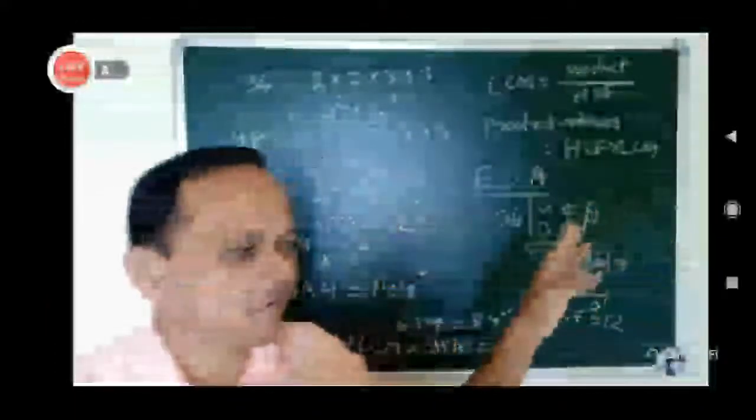So using Euclid's division algorithm, we can find the HCF very easily. Suppose 36 and 48. Divide 48 by 36: quotient 1, remainder 12. Then divide 36 by 12: 3 times, remainder 0. So the HCF equals 12. Very easy. This is Euclid's division algorithm.